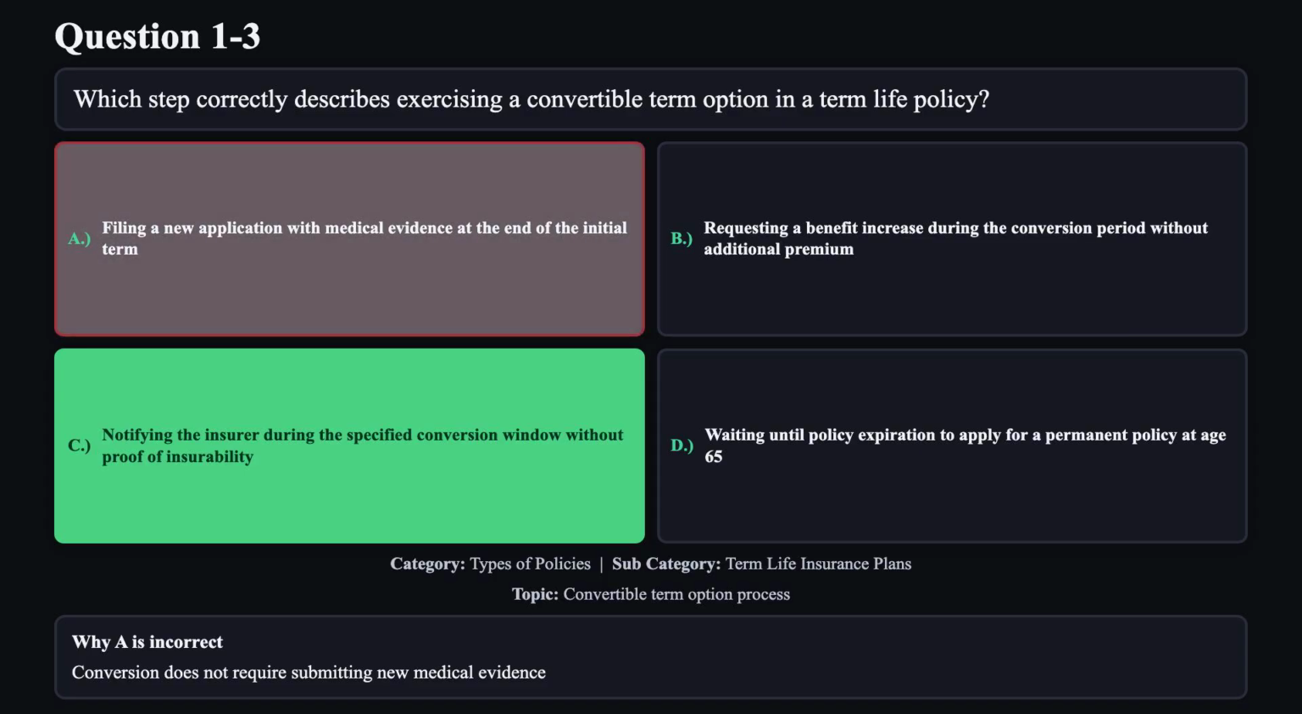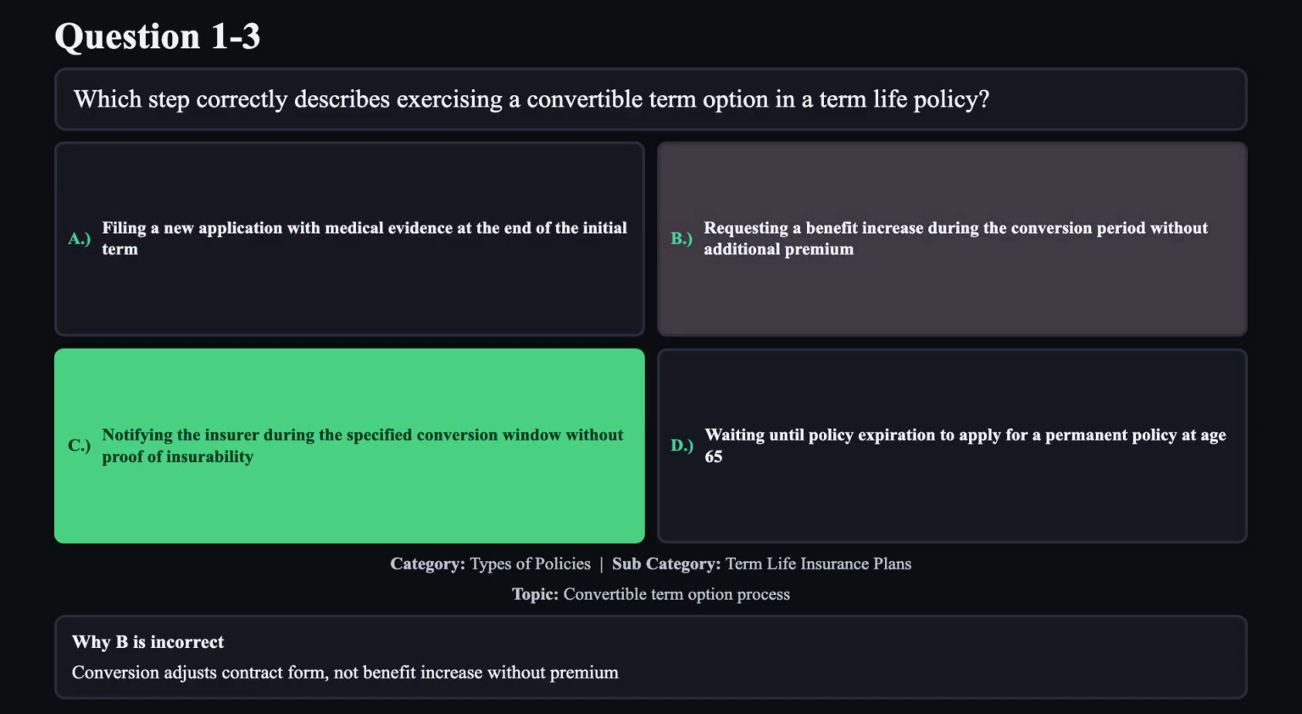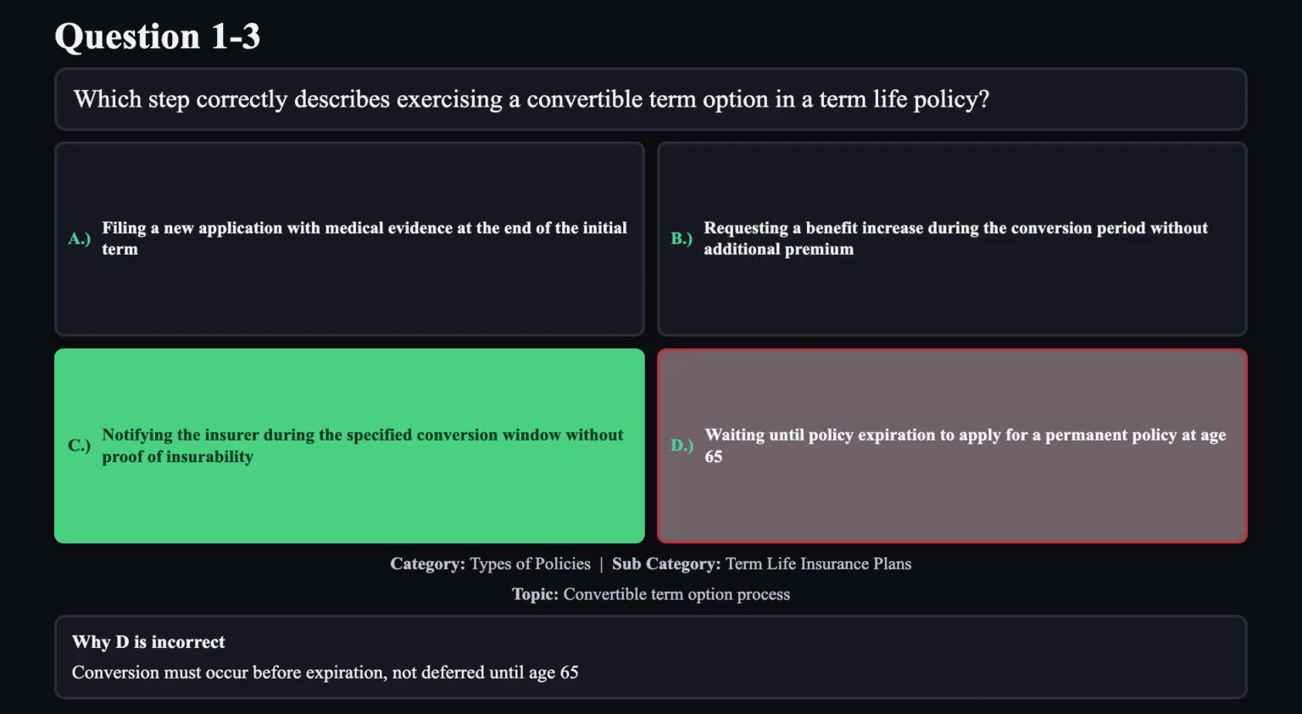Conversion does not require submitting new medical evidence. Reason B is not correct. Conversion adjusts contract form, not benefit increase without premium. Reason D is not correct. Conversion must occur before expiration, not deferred until age 65.